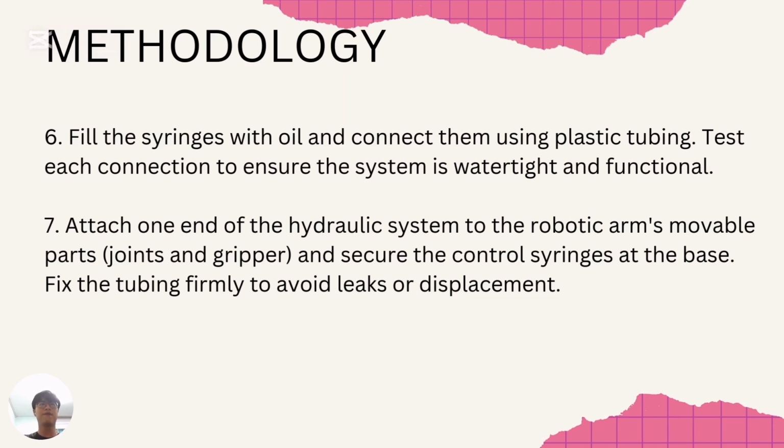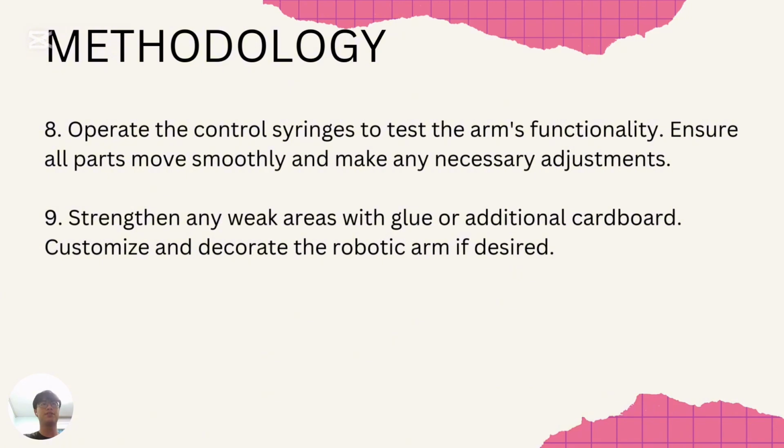Then fix the tubing firmly to avoid leaks or displacement. The next step is to operate the control syringes to test the arm's functionality. Ensure all parts move smoothly and make any necessary adjustments. To strengthen any weak areas, we can glue or add additional cardboard.